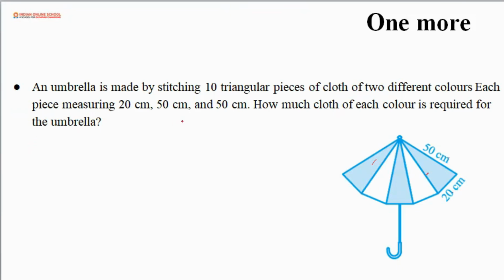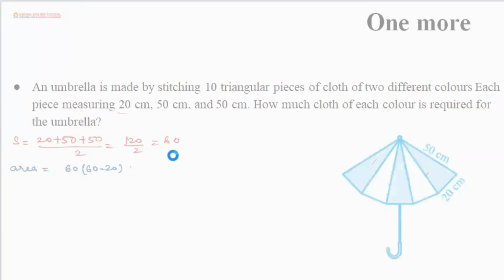As we know, the sides are given to us. First, we need to figure out the semi-perimeter, which is 20 plus 50 plus 50 by 2. That gives us 120 by 2, which means 60. So 60 is the semi-perimeter. Now we need to figure out the area. The area is the root of 60 times (60 minus 20), then 60 minus 50, and again 60 minus 50.